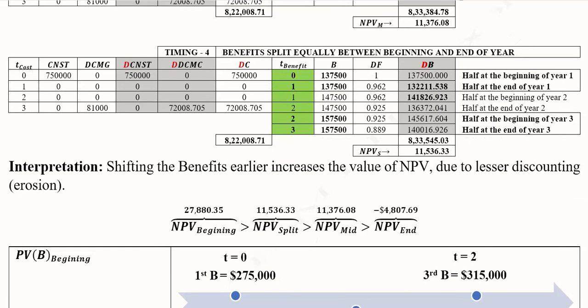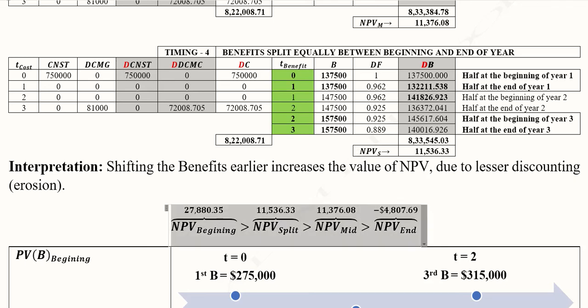So now the interpretation. What we have observed is that if we shift the benefits earlier, it increases the value of NPV due to lesser discounting. Definitely, the earlier the benefits occur, the lesser will be discounting. The more we go into the future, the more will be discounting.